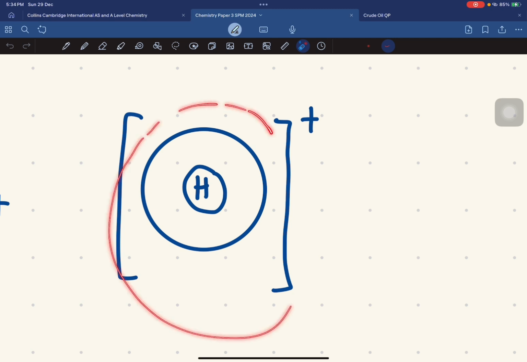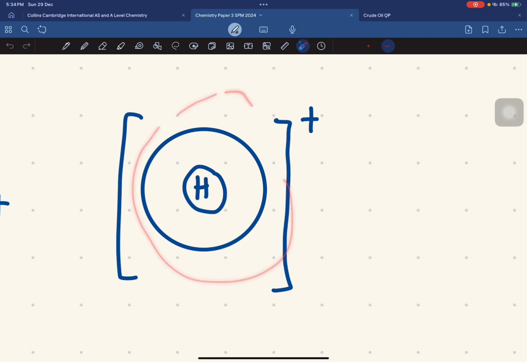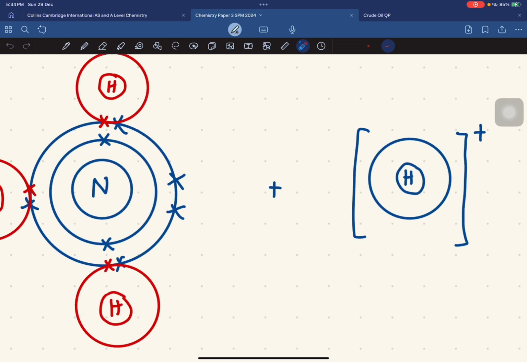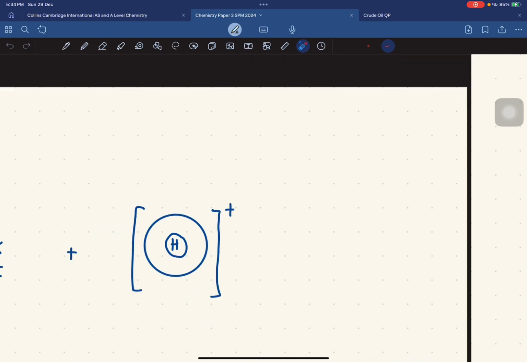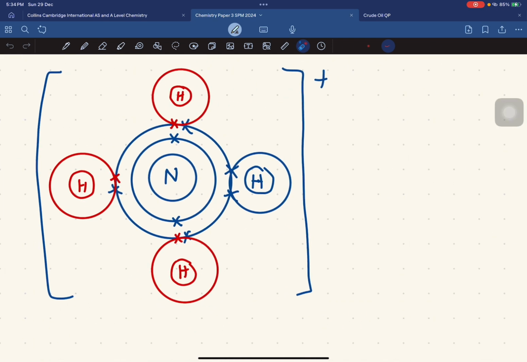So this structure right here does not carry any electrons at all, or we can say it is electron deficient. So this structure is positively charged, and this lone pair of electrons right here is negatively charged, and we know that negative attracts positive, right? So this lone pair of electrons will be attracted to this hydrogen ion, and therefore we are going to form this structure.